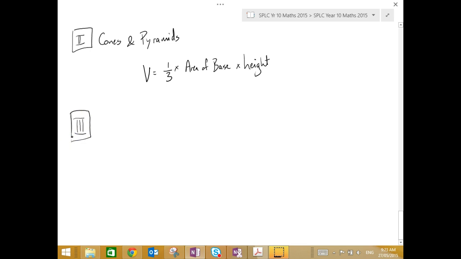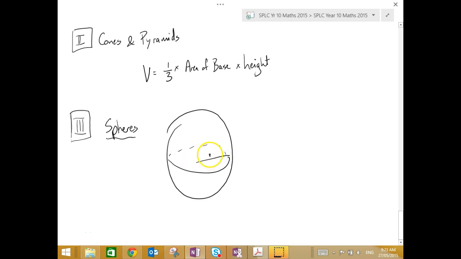Alright. Cones and pyramids, 1/3 of the volume of a prism. Spheres. Volume is 4 over 3 pi r cubed. When you get to Maths B and we do some calculus, we'll teach you how that works and why it works that way. But for now, we'll just go with it. 4 over 3 pi r cubed.